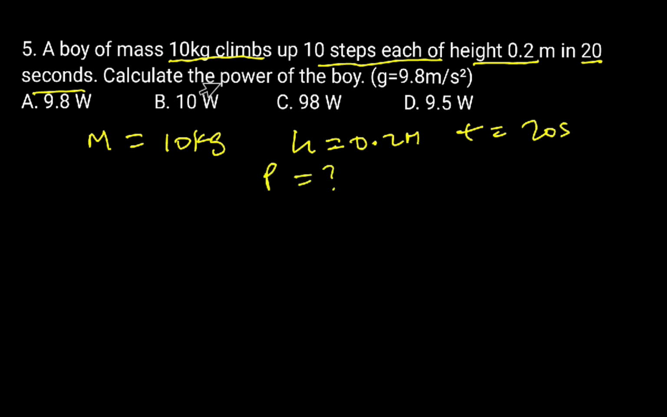Now, let me illustrate this question for easy understanding. We have a total of 10 steps. So this is 1, 2, 3, 4, 5, 6, 7, 8, 9, 10. I'm just doing this so that you understand it better. So this is a total of 10 steps as covered by the young boy, right?